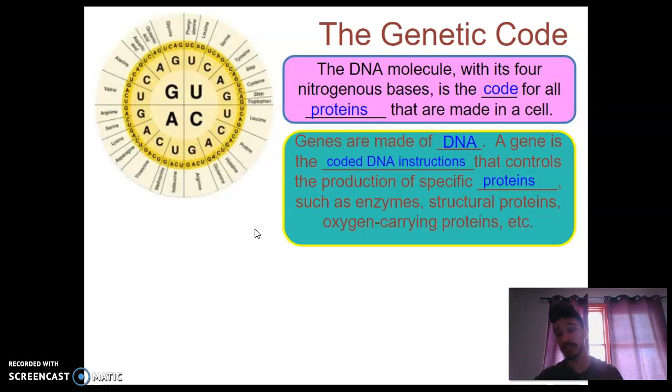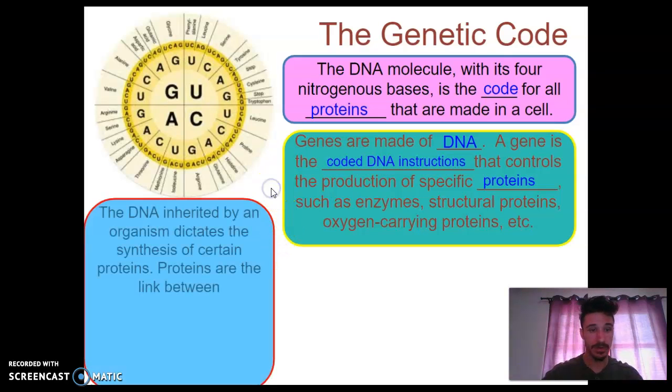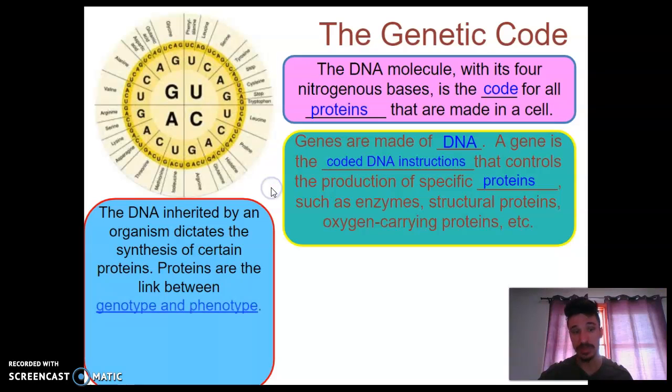It could be an enzyme, it could be a structural protein within the cell, it could even be hemoglobin, which is the oxygen-carrying protein in your blood. It could be any of these proteins. So DNA is inherited by an organism. It dictates the synthesis of certain proteins, and proteins are the link between genotype and phenotype. Proteins are the bridge. Proteins are what get us from our genetic code, which we can't see, to our phenotypes, which we can see.